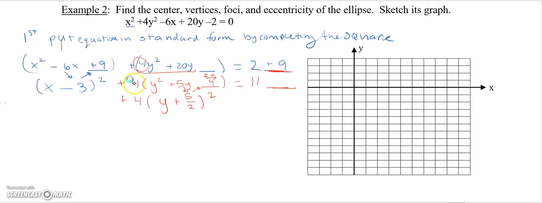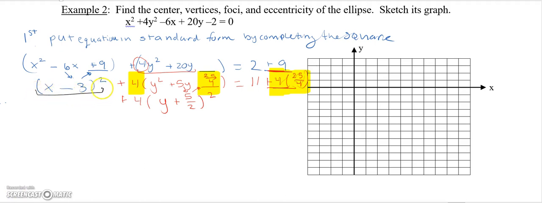So really what I've added to this side is 4 times 25 over 4. So what I add to the other side here is going to be 4 times 25 over 4. So whenever there's a coefficient, you need to make sure you multiply it by that number when you add it to the other side.